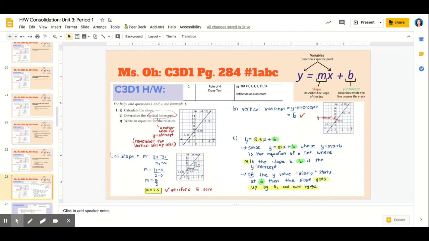So there are 2 different ways of thinking about it. This is the pure equation way. And I also demonstrated this way as well, because that's what you would say if you're interpreting it from the graph. You're starting off at an initial value of 6, and you're going right by 2 and up by 5. Okay.